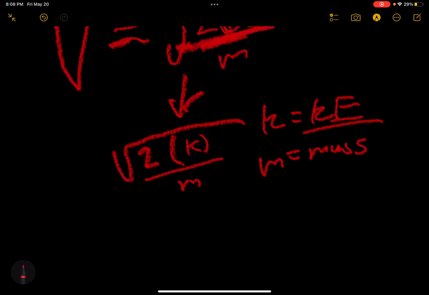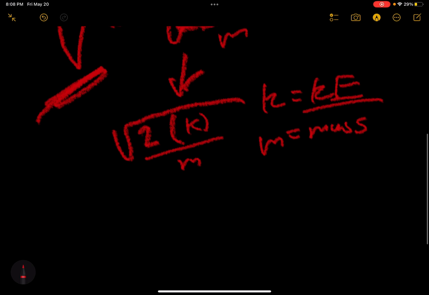So now, here's what you have to do. We are calculating in kilograms and meters per second. That's what velocity is right here. Okay? And our unit is going to be joules. Alright? So now, let's get really into this.